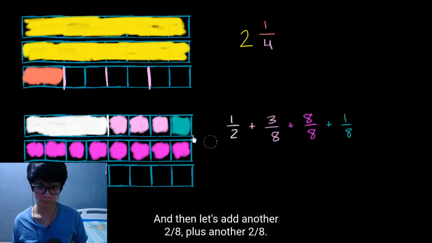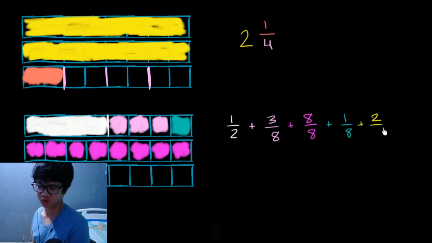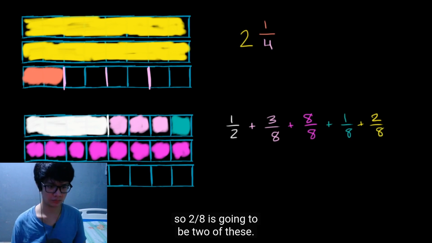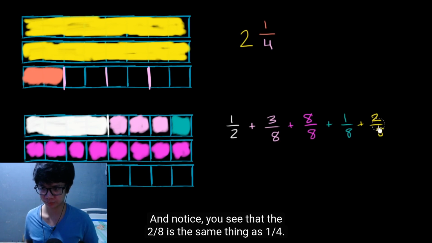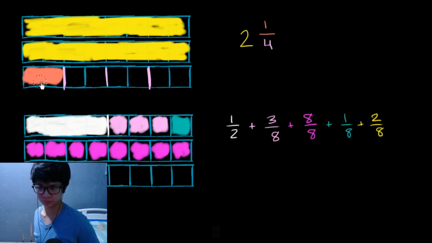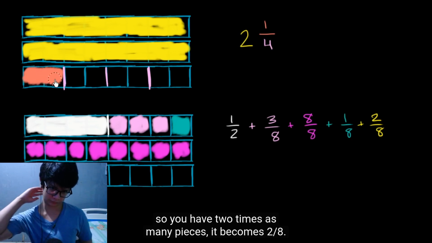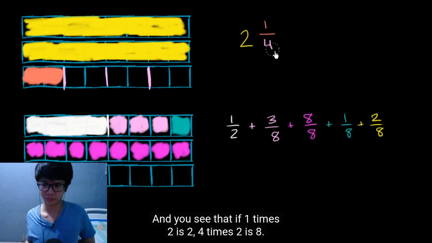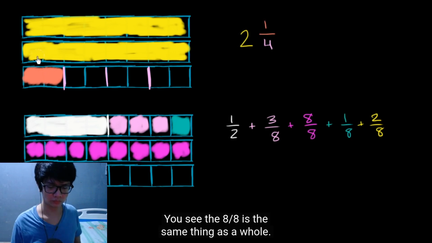And then let's add another, I don't know, let's add another 2 eighths. Plus 2 eighths. Well, this is an eighth right over here, so 2 eighths is going to be 2 of these. And notice, you see that the 2 eighths is the same thing as 1/4. If you took this 1/4 and split it into 2, so you have two times as many pieces, it becomes 2 eighths. And you see that 1 times 2 is 2, 4 times 2 is 8. So that 1/4 is the same thing as 2 eighths. You see the 8 eighths is the same thing as a whole.